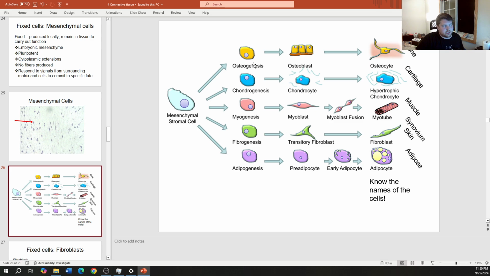It can go through osteogenesis, osteo being bone, genesis being creation. It can turn into an osteoblast, then become an osteocyte. It can go through chondrogenesis, cartilage creation, myogenesis, muscle generation, fibrogenesis, becoming a fibroblast, adipogenesis, fat creation, it becomes an adipocyte. So you want to recognize these names, and recognize again the prefix, the suffix, the osteo, chondro, myo, fibro, adipo, all of those meaning the bone, cartilage, muscle, synovium, skin, fibers, adipose tissue, fat tissue.